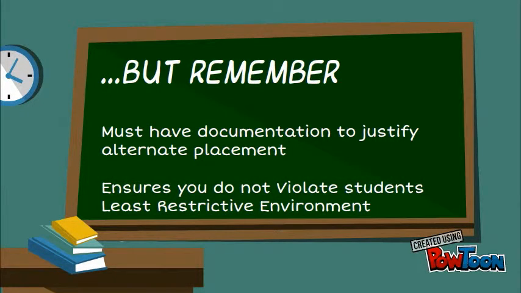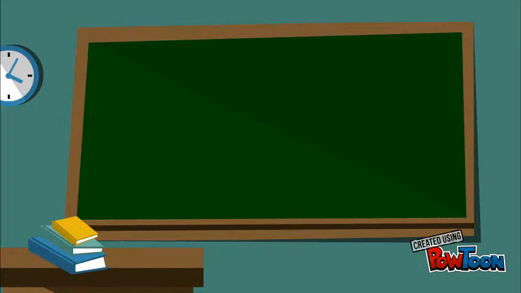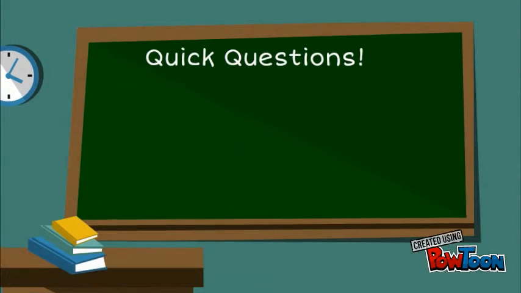It's important to remember that when removing a child from the general education environment, you must always document why the student is being removed and have the data to back it. This will ensure you are not violating the student's least restrictive environment.